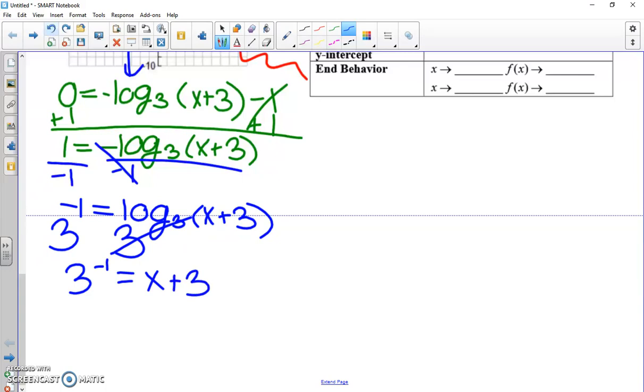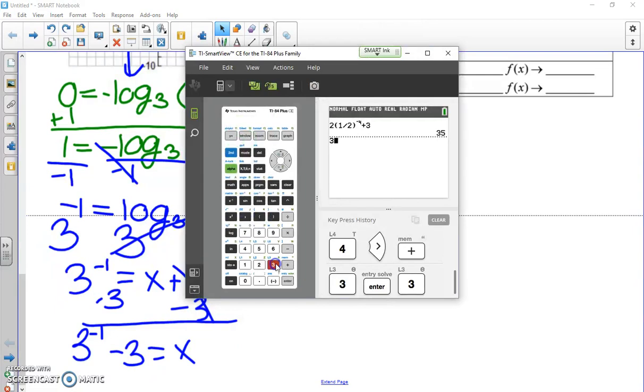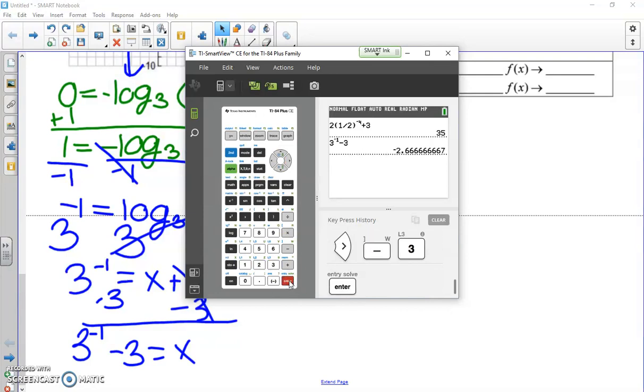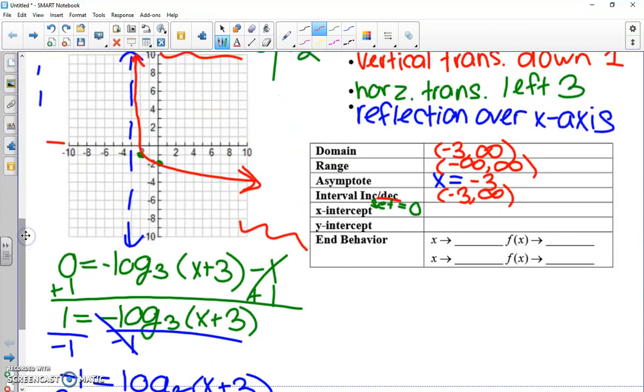And then remember, we just subtract 3 over. So we just subtract 3. All right, and so we're going to have 3 to the -1 minus 3. So we can type that into the calculator, right? So let's type that in, 3 to the -1, and then minus 3. And we get -2.6 repeating, so -2.67. So our x-intercept is -2.67, comma 0.